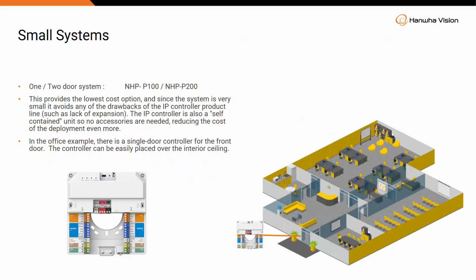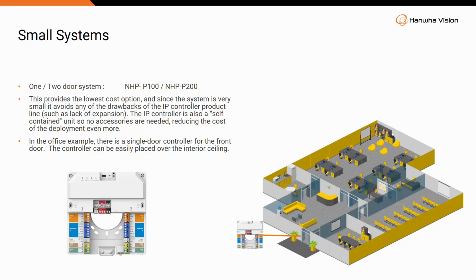So if I have a small system, an office with 1 or 2 doors, maybe 3 or 4 doors, 2 in the front, 2 in the back, I can use the standalone NHP P100 or 200. Typically, these get installed above the drop ceiling. You run your cabling only a few feet from above the ceiling through the walls to the door, and it's very easy and very low cost. And there you go. You don't need space in the IDF. You don't need enclosures. You don't need other power supply accessories.